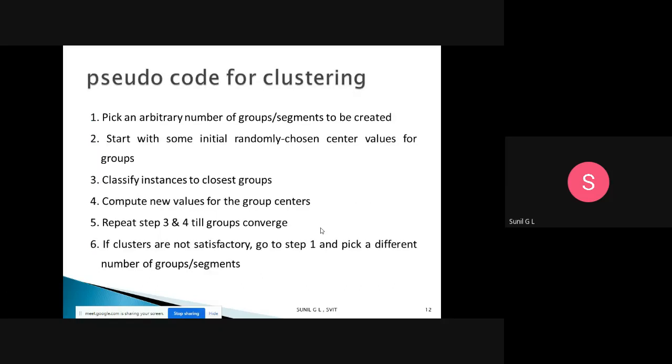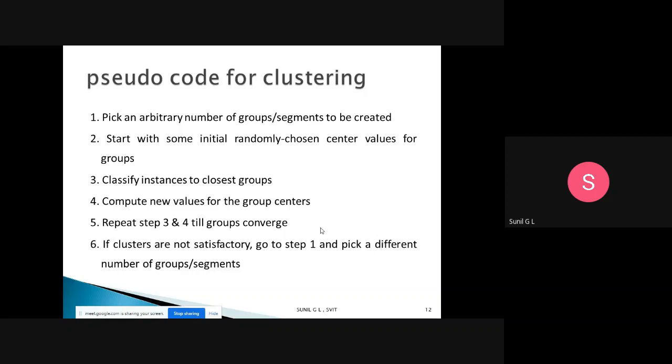This is the pseudocode for clustering. What are the different steps for making a cluster? The first thing is to pick an arbitrary number of groups or segments to be created. How many clusters do you want? Say I want 3, or I want 4. Then start with some initial randomly chosen central values for the groups. If I want 4 clusters, I take 4 central points. After taking the central values, classify the instances closest to each group, that is, the objects closest to the centroid.